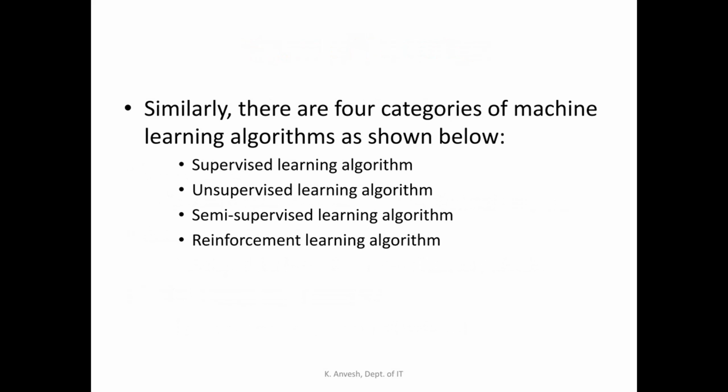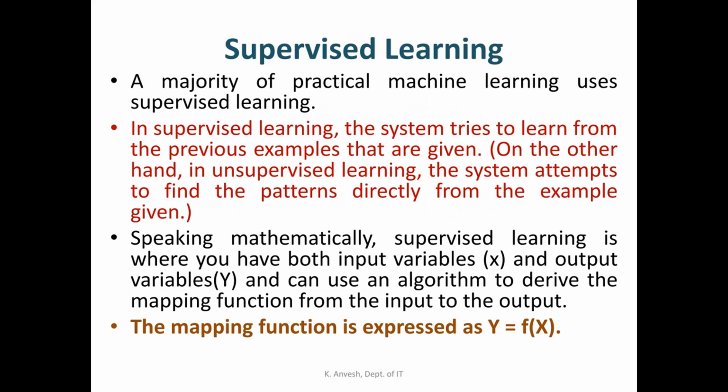Similarly, there are four categories of machine learning algorithms as shown below: supervised learning algorithm, unsupervised learning algorithm, semi-supervised learning algorithm, reinforcement learning algorithm. Supervised learning. A majority of practical machine learning uses supervised learning. In supervised learning, the system tries to learn from the previous examples that are given. On the other hand, in unsupervised learning, the system attempts to find the patterns directly from the example given.